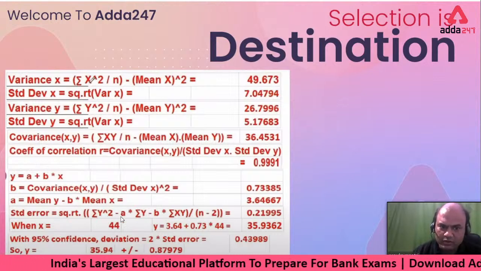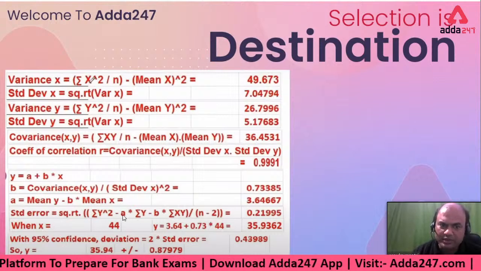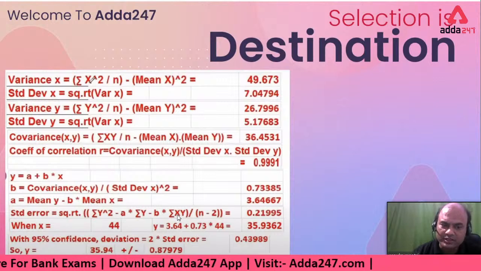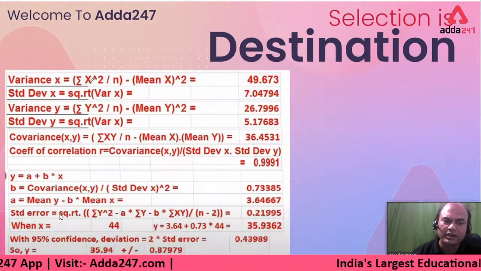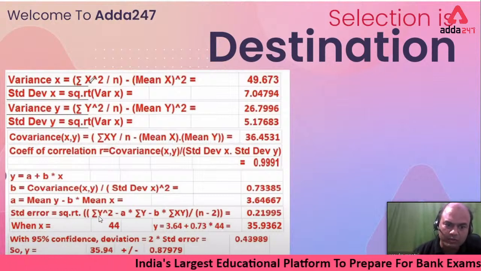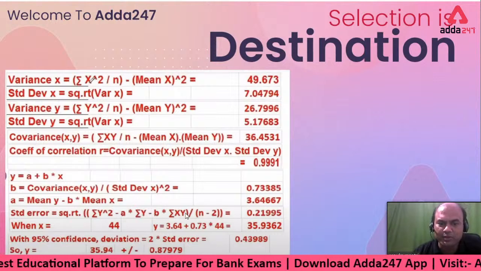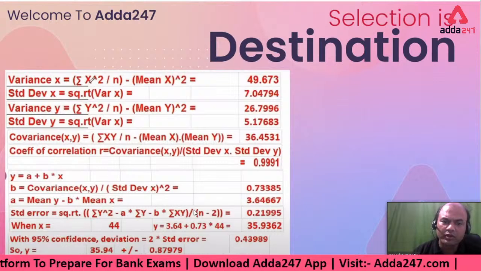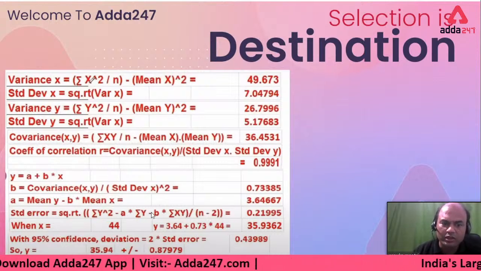What is this? Y square minus ay minus b xy. Only the summation is attached. That's the difference. So it's easy to remember the formula for standard error this way. So remember, square root of summation y square minus a summation y minus b summation xy, the whole upon n minus 2, right? You're having all the values now.